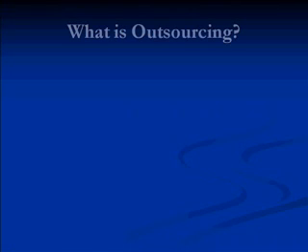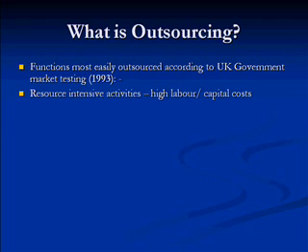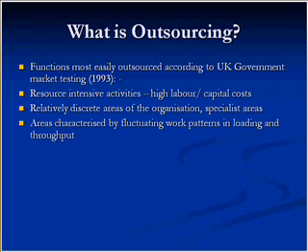So the next point is, what is outsourcing? Functions most easily outsourced according to UK government market testing: resource intensive activities like high labor and capital cost, like I gave the example of housekeeping in the IT industry where you need high labor. Then relatively discrete areas of the organization, specialist areas, areas characterized by fluctuating work patterns in loading and throughput.